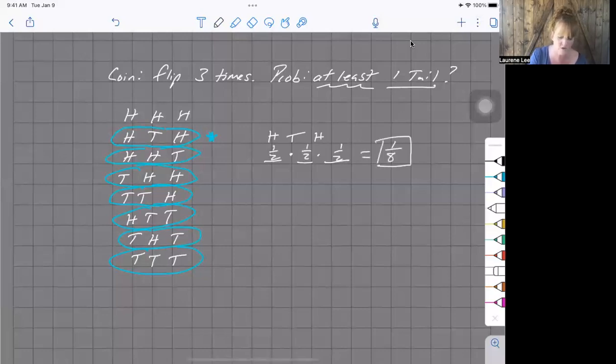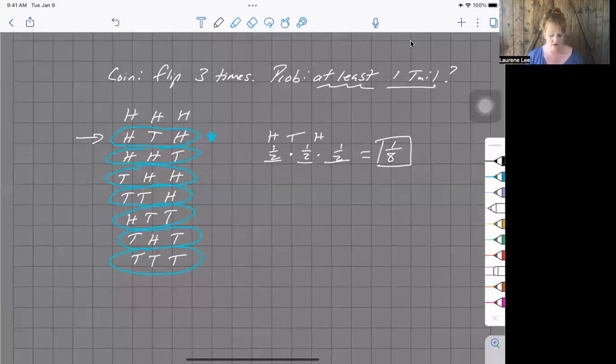Now that's only one option. Then I have to deal with the other 6 options. So you can see that this gets a little bit complicated. It's even more complicated if I flip the coin 4 times, because now my sample space is a lot larger and I have to deal with all the ways that I have at least 1 tail, which is now 1, 2, 3, or 4, a lot of different options.